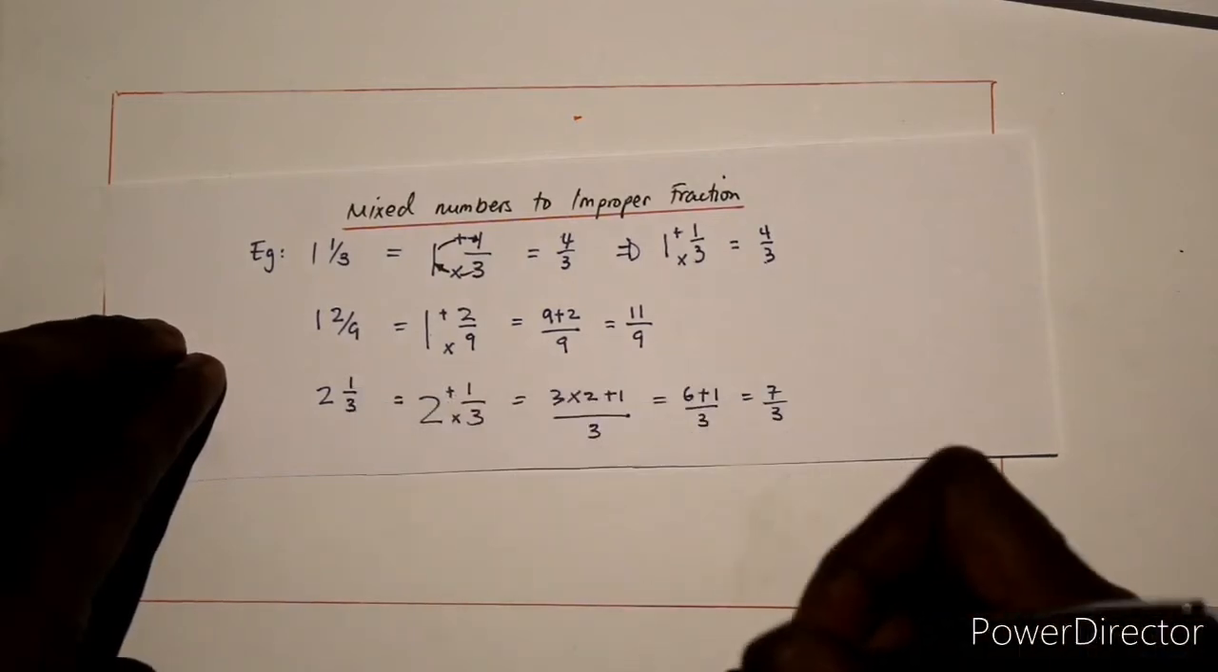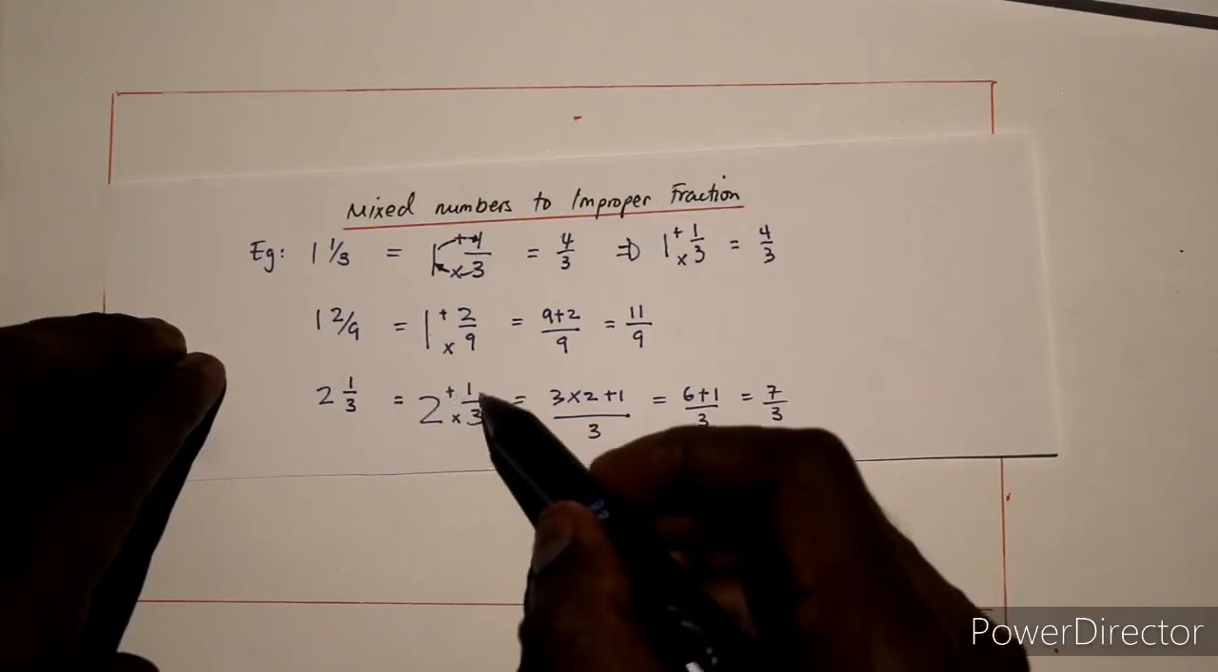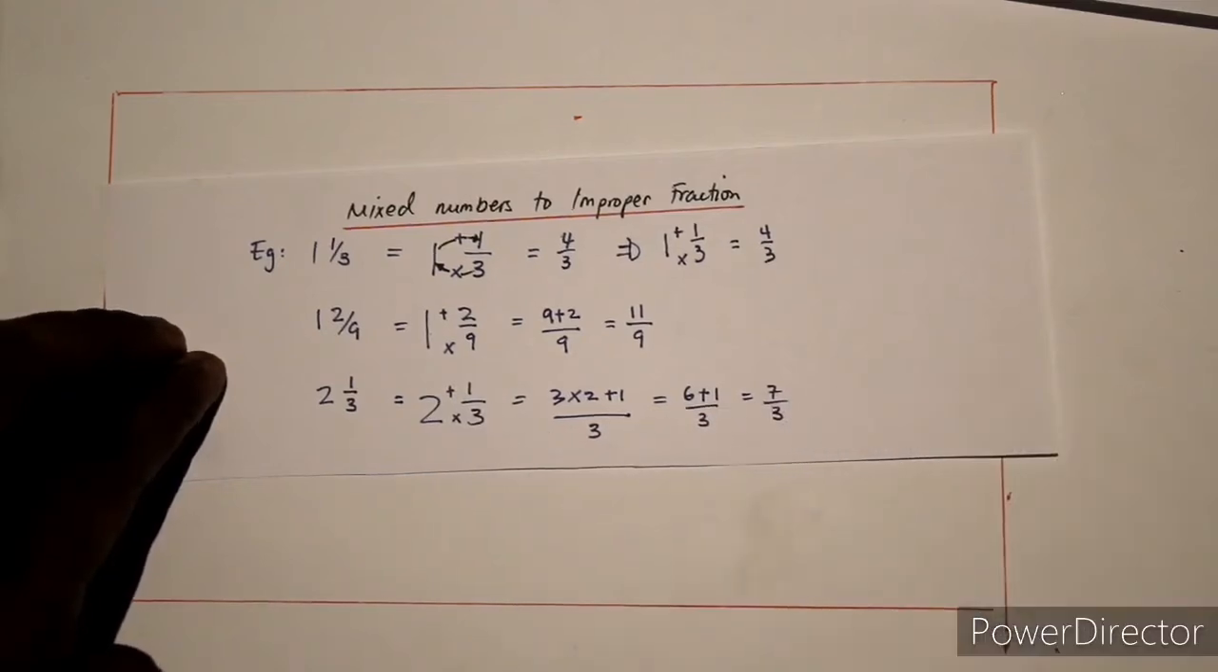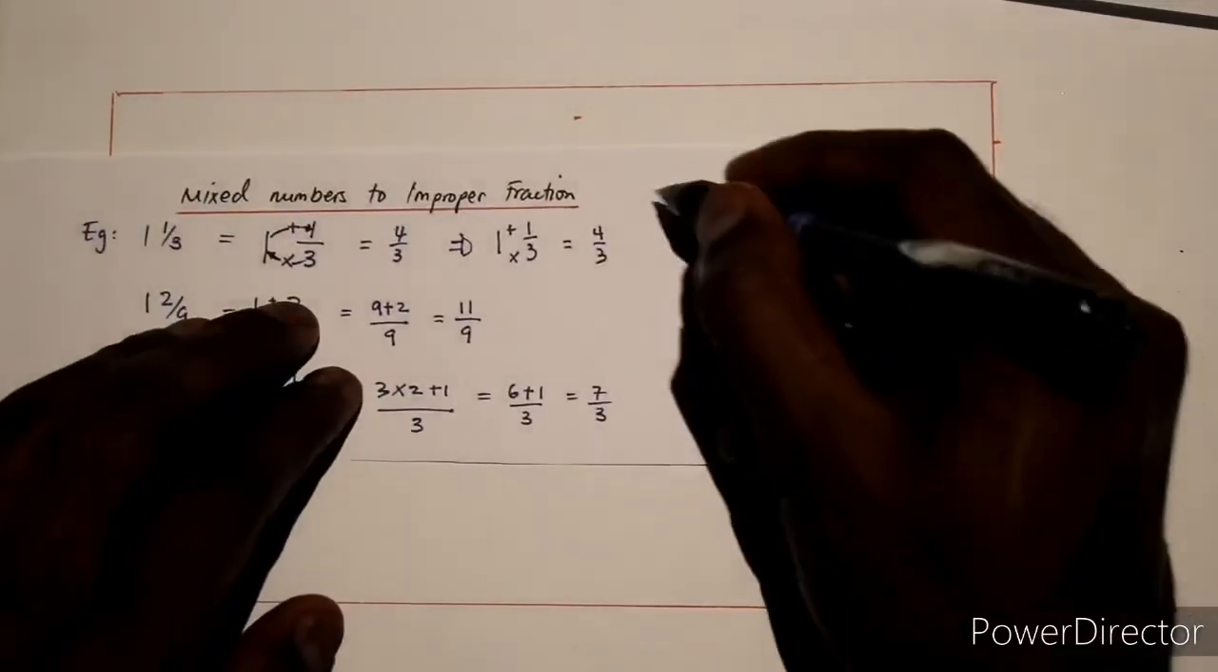Again we have 2 and 1 over 3. Then we will write 2. 3 times 2 is 6 plus 1 is 7. So we will have 7 on 3 to convert it to an improper fraction.